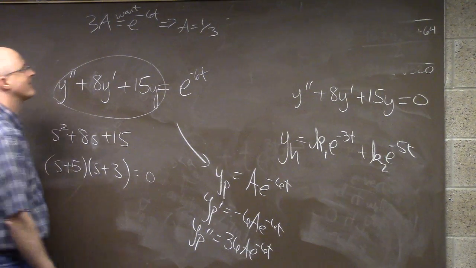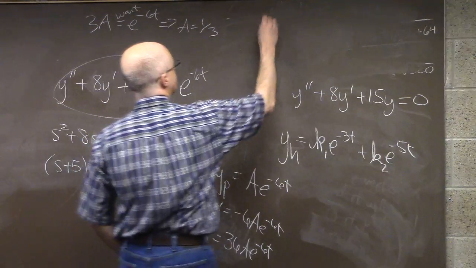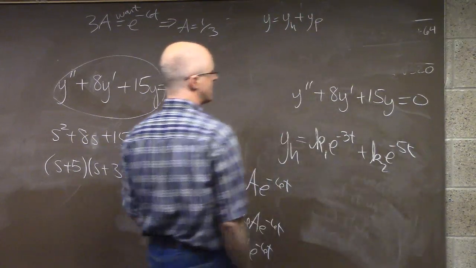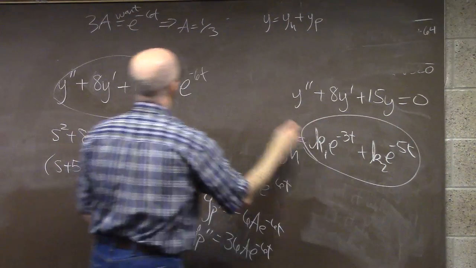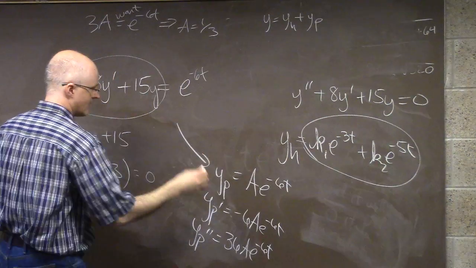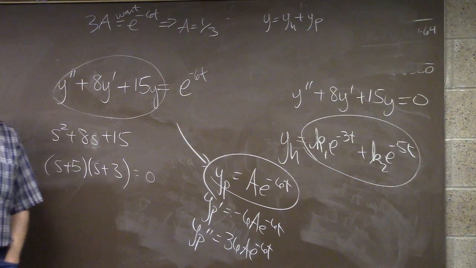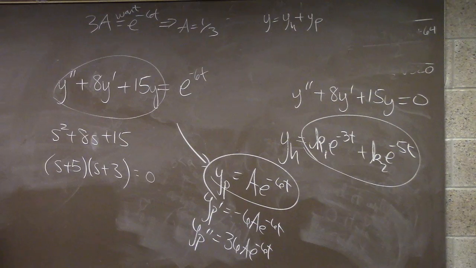And then your general solution of the original non-homogeneous equation is the sum yh plus yp. That thing plus this thing when a is 1/3. And you can use it to solve initial value problems when you have two initial conditions for the position and the velocity.